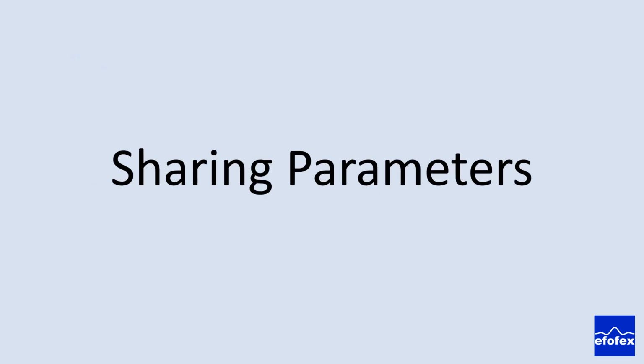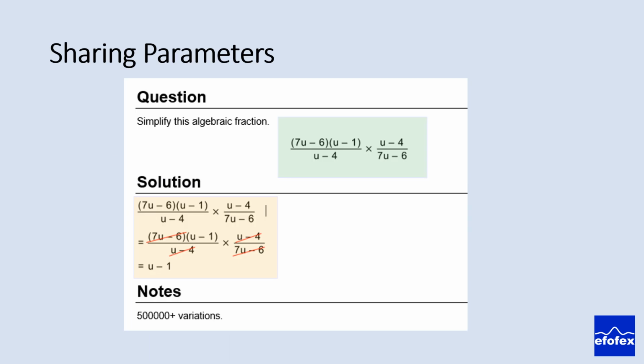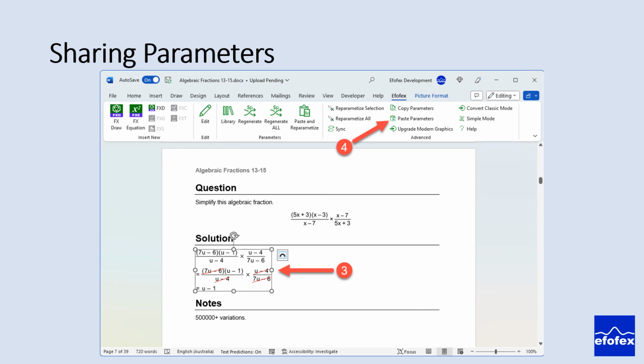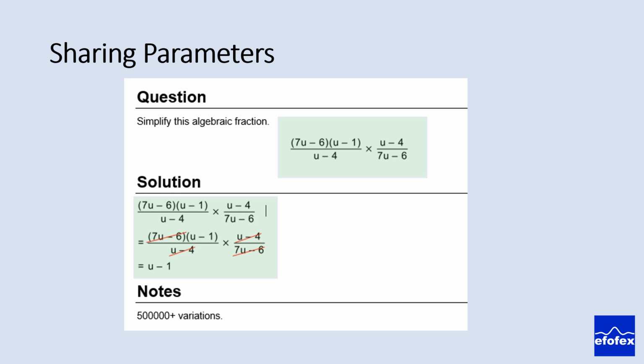Now let's look at sharing parameters between objects in a document. When you create an FFX object, it has its own unique set of parameters that you can define, which is great, until you want to create a question that includes multiple FFX objects. In this case, the objects must share the same parameters so that they can be updated together. The easiest way to share parameters between objects is to select one object, copy its parameters, and then select the second object and paste the parameters. This will allow both objects to share one set of parameters and update together.